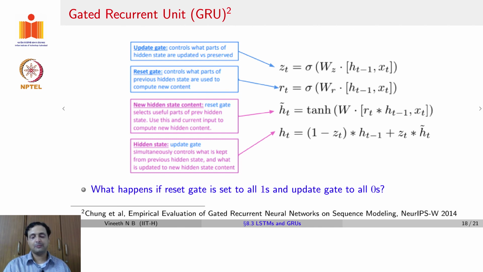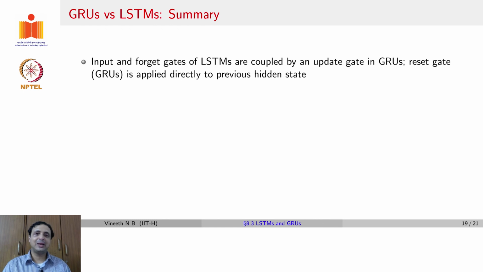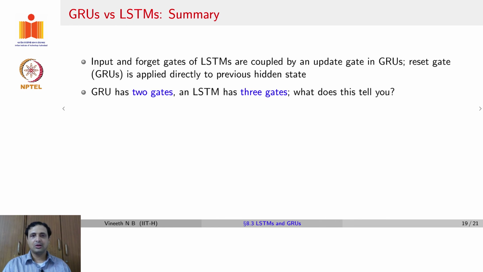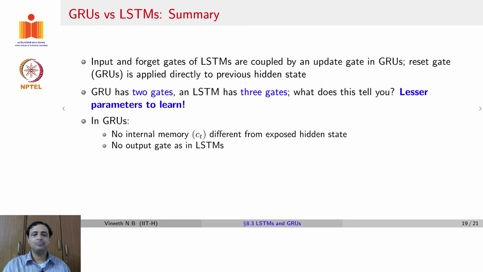current input. To summarize the differences between GRUs and LSTMs, the input and forget gates of LSTMs are combined by an update gate in GRUs, and the reset gate is applied directly to the previous hidden state in GRUs. So GRUs have 2 gates and LSTM has 3 gates. What does this tell us? Fewer parameters to learn in GRUs. So learning could be better even with less data.